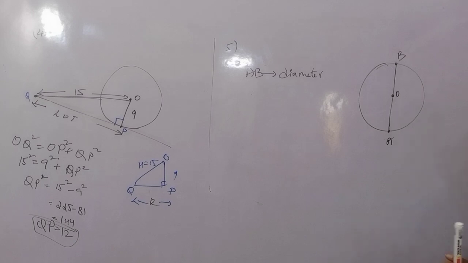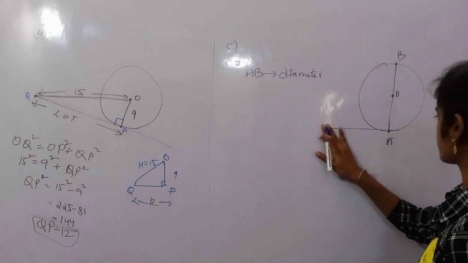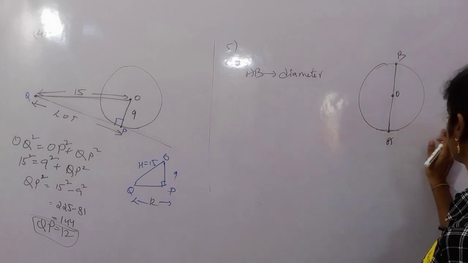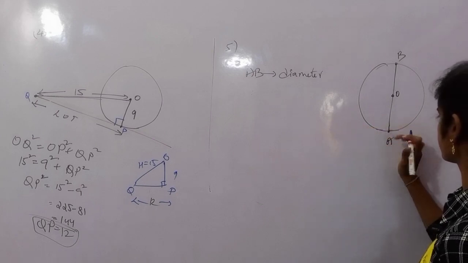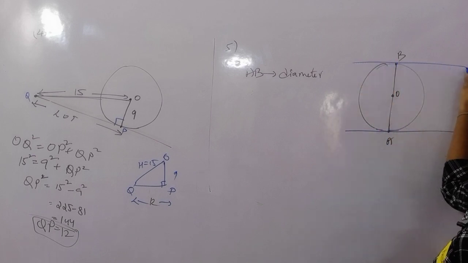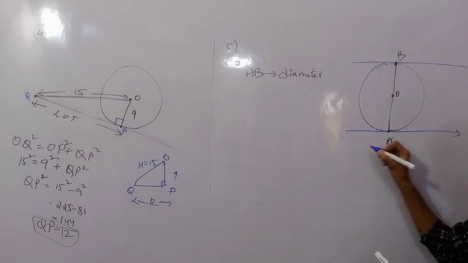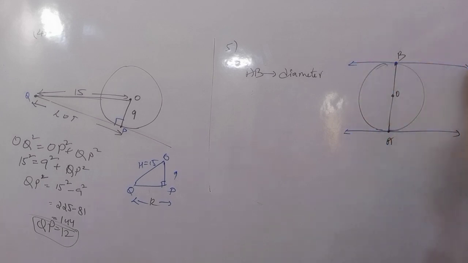So from the end points of the diameter, I have to draw tangents. So from A, I will draw one tangent. From B, I am drawing one more tangent. So I have to prove that these two tangents are parallel to each other.